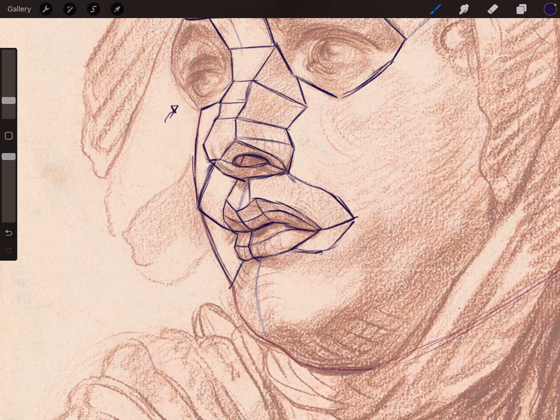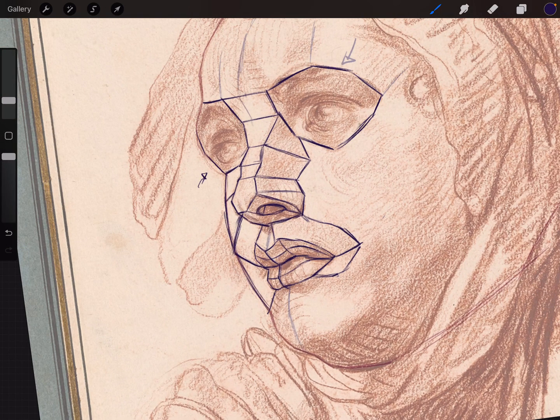Okay. Then I'm going to come in. And now I can close off the zygomatic bone, which is just going to be a line somewhere right there. All right. I think there should be another line right here.